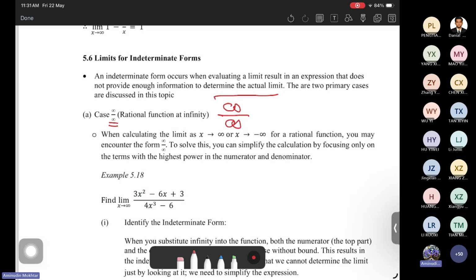A rational function refers to the ratio a divided by b. We have a numerator and the denominator. You may encounter the form 0 divided by 0. To solve this, you can simplify the calculation by focusing only on the term with the highest power in the numerator and denominator. That is the method that we can apply for this case, infinity divided by infinity.